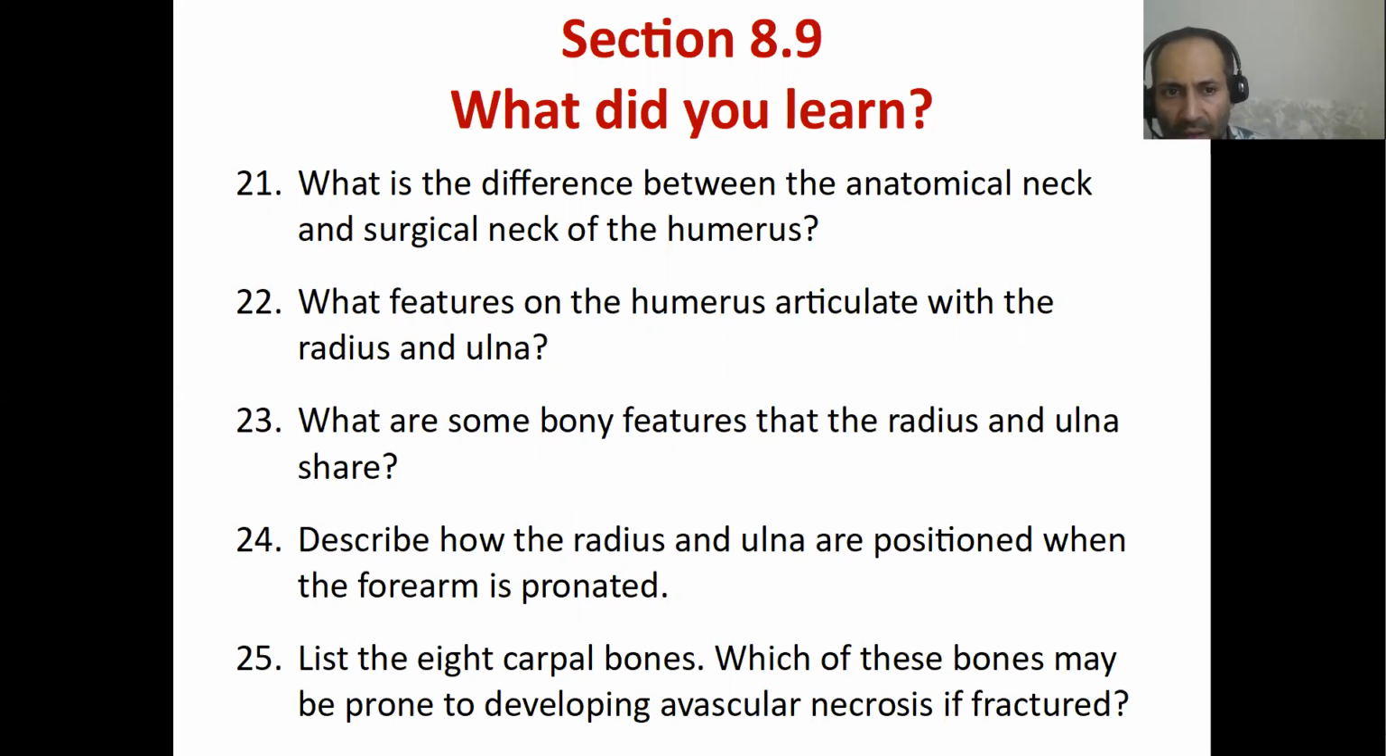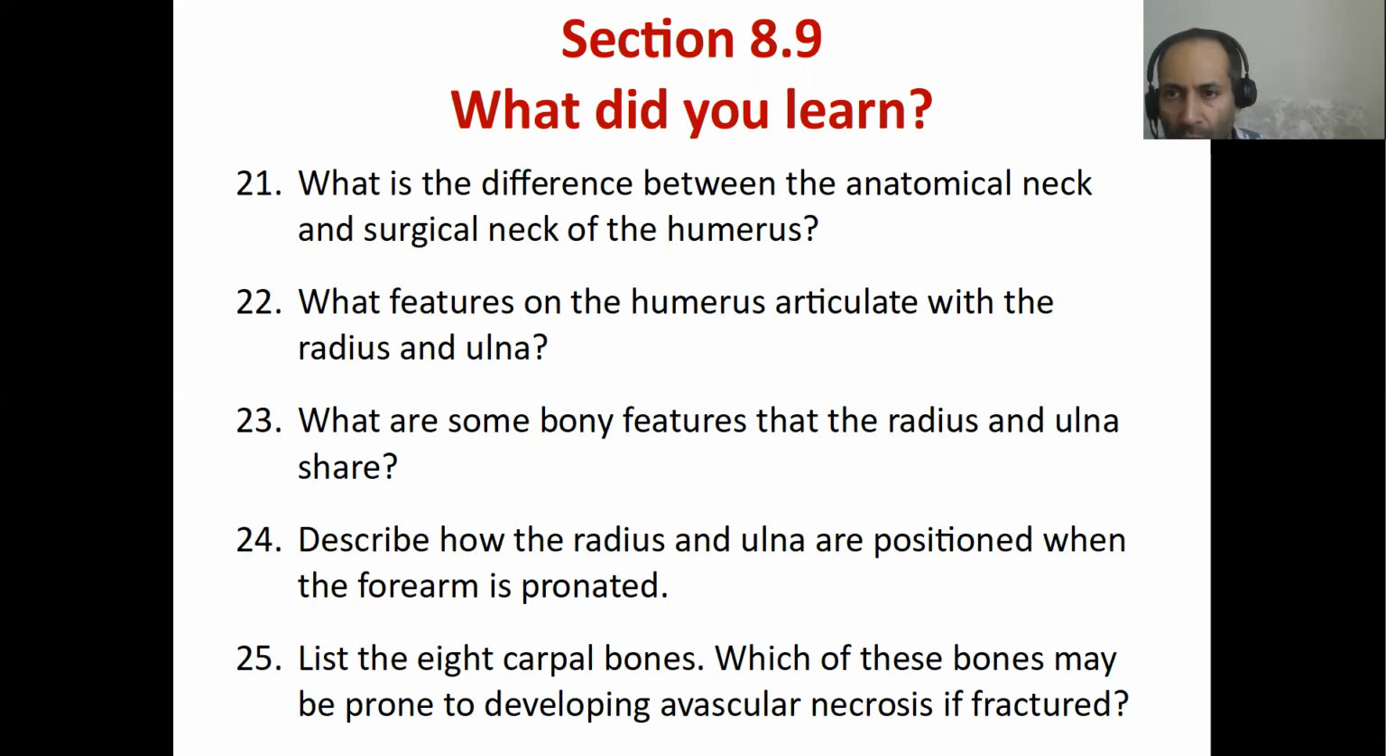What are some bony features that the radius and ulna share? They both have a head, they have a shaft, what we call the diaphysis, a proximal end and a distal end. Describe how the radius and ulna are positioned when the forearm is pronated. Again, remember, prone is palm down, right? So what does it look like? Just take a look here. Here's your ulna, here's your radius, right?